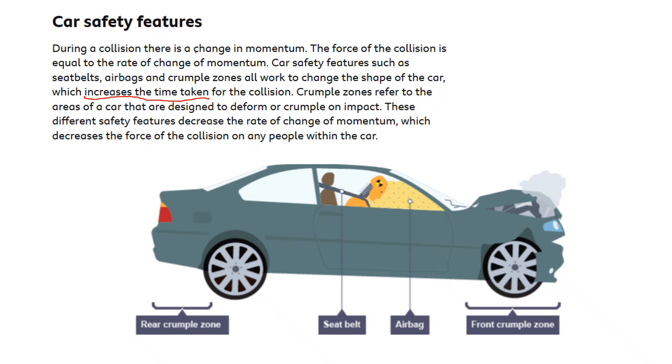During a collision, there is a change in momentum. Crumple zones refer to the areas of the car that are designed to deform or crumple on impact. These different safety features decrease the rate of change of momentum. So the crumple zones help to decrease the rate of change of momentum, which decreases the force of the collision on any people within the car.